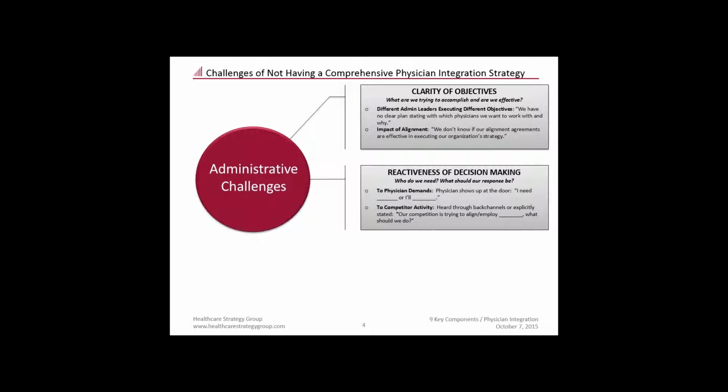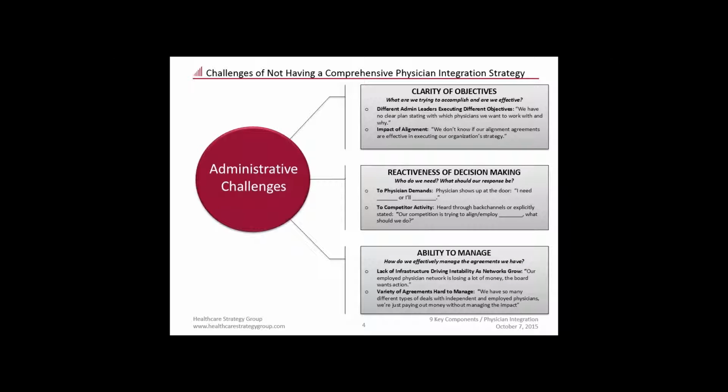And then the same thing happens from a competitive level. So as our competitors start executing their strategy and putting pressure on us to respond, we don't have the framework in place to effectively make decisions about how to respond to competitor activity, and we certainly can't pressure our competitors because we're not being proactive.